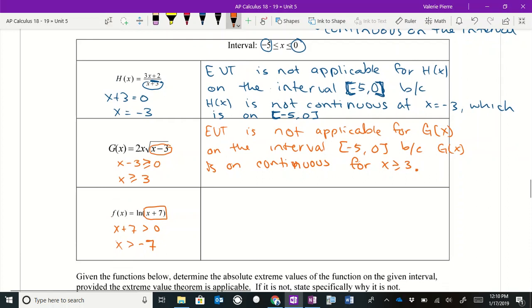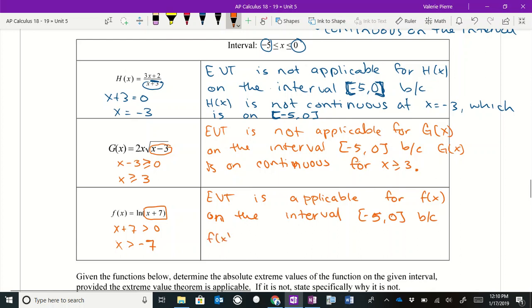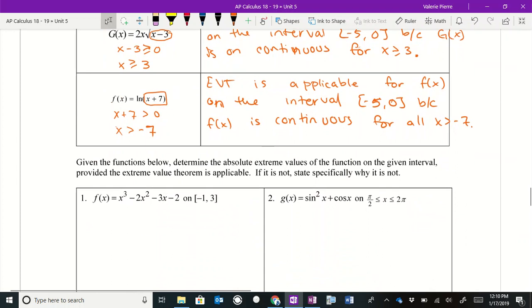So EVT is applicable for f of x on the interval -5, 0, because f of x is continuous for all x greater than -7.